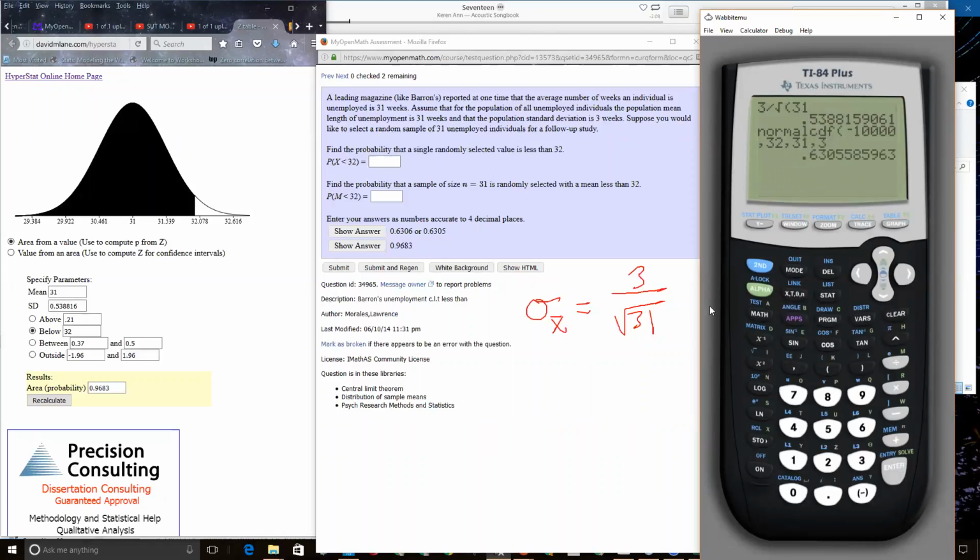Notice I got the answer. And then the only thing that changes is the standard deviation. What's nice about the graphing calculator is that the old population standard deviation was 3, so I'm just going to divide that by the square root of 31 right here. And I don't have to worry about writing in that 0.5 exponent. It'll automatically take care of it. And notice there's that number. Okay, so I hope that helps you do this question.